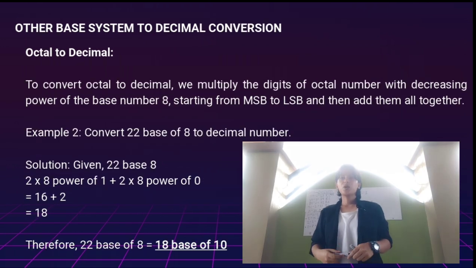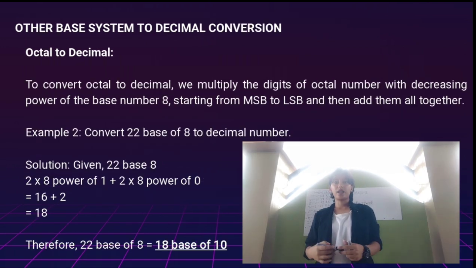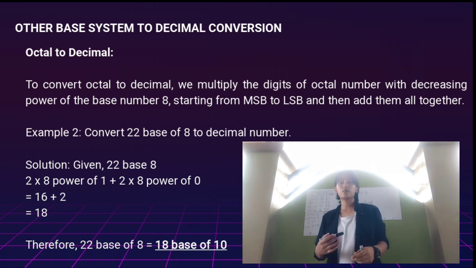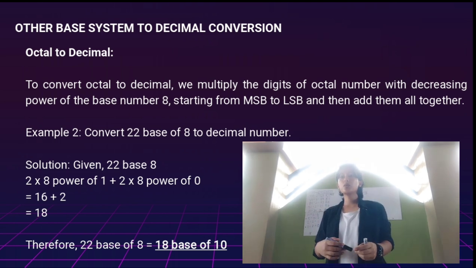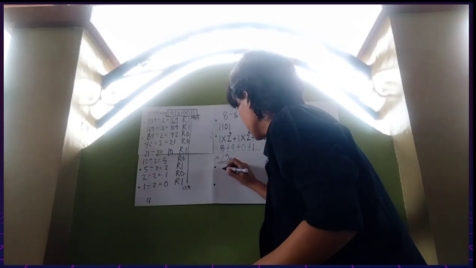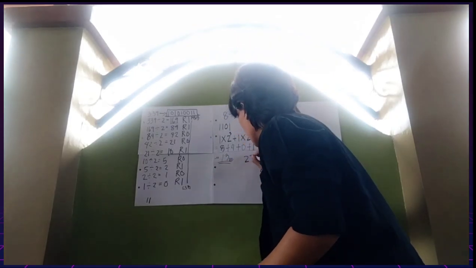Okay, let's proceed to octal to decimal. To convert octal to decimal, we multiply the digits of the octal number with decreasing power of the base number 8, starting from MSB to LSB, and then add them all together. So let's understand with the given example, which is convert 22 base 8 to decimal number. So we have 22 here.